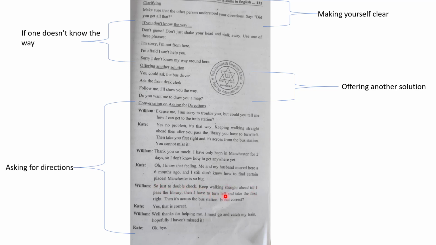And William again says, so just to double check, keep walking straight ahead till I pass the library, then I have to turn left and then take the first right, then it's across the bus station. Is that correct? Kate says, yes, that is correct. William says, well, thanks for helping me. I must go and catch my train. Hopefully, I have not missed it.